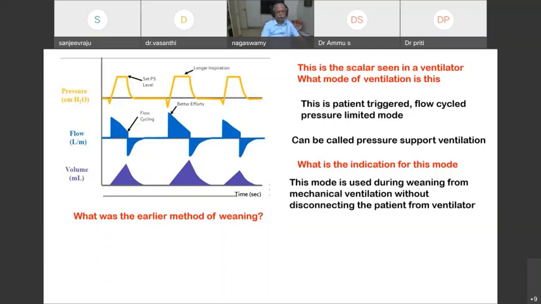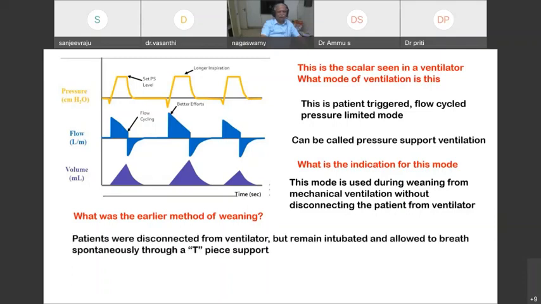Totally disconnecting him from the ventilator, but at the same time trying to prevent hypoxia, using a circuit which is used mainly for pediatrics. If I give all the clues, at least you see whether you are able to answer. Patients were disconnected from the ventilator but remained intubated and allowed to breathe spontaneously through a T-piece support. That was the older method of weaning.